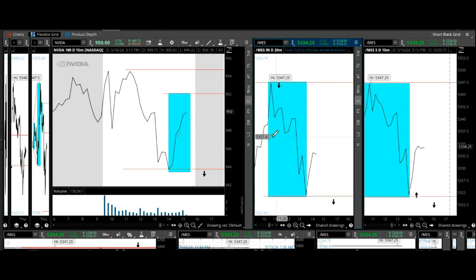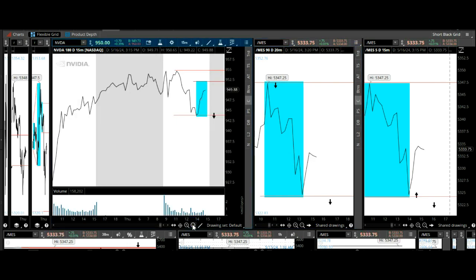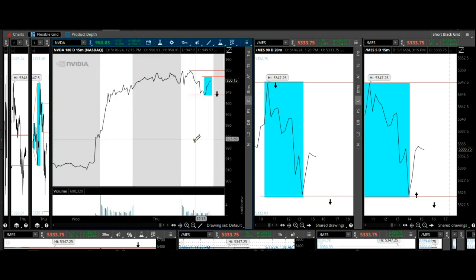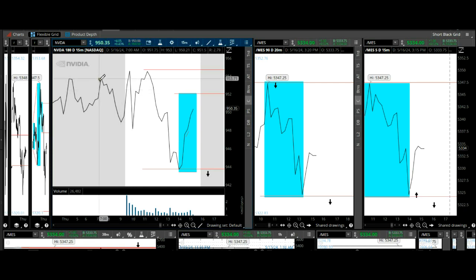On NVIDIA, it took a big rally here, all right, and we're getting a good sequence of a fractal here, a fractal here, and a fractal here. We'll have to wait for 42 to find out what will happen.